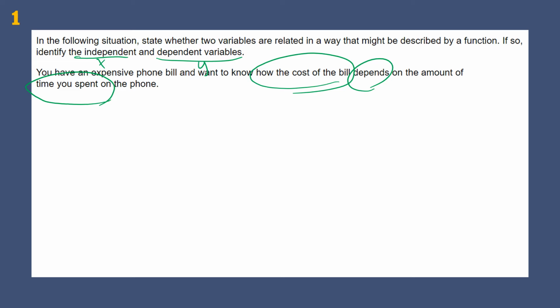The dependent variable is the one that depends. So we say the cost depends on the time we spent. In that way, it's telling us the dependent variable is what depends. What does it depend on? It depends on the independent variable. So this would be a function, and it would depend on the amount of time you spend on the phone. So time on the phone is our independent variable, and the cost is our dependent variable.